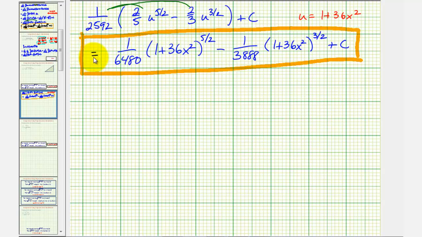So if we compare this method to the trigonometric substitution method, as long as we recognize the substitutions, using u-substitution is shorter. I hope you found this helpful.